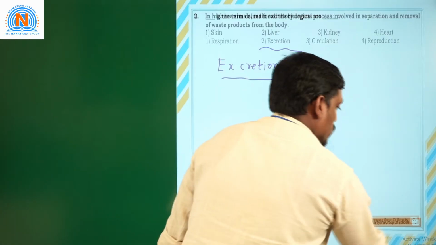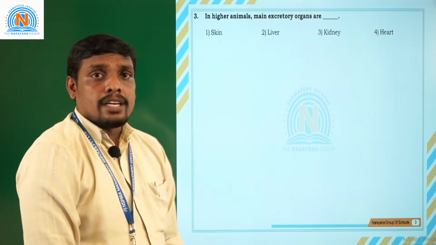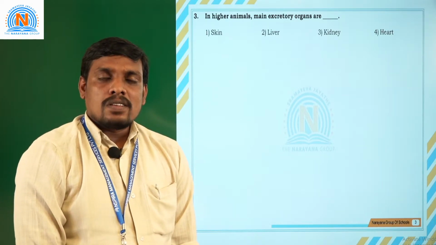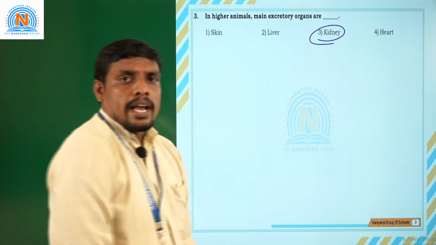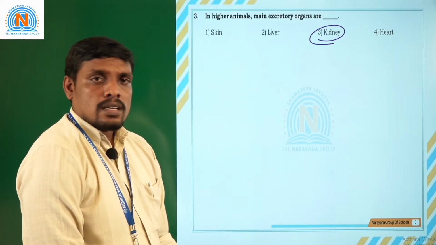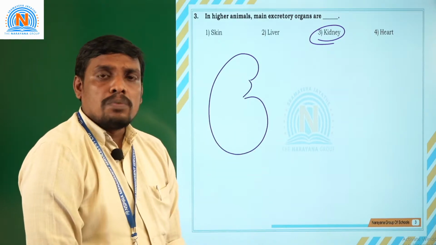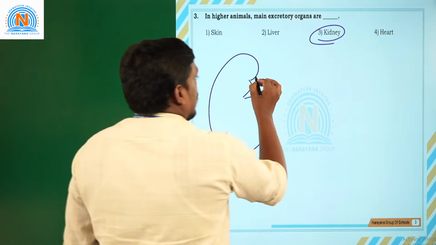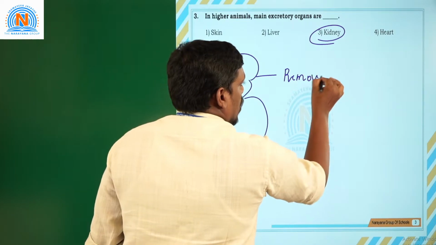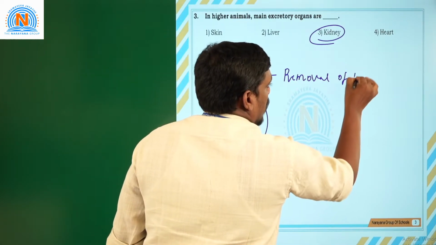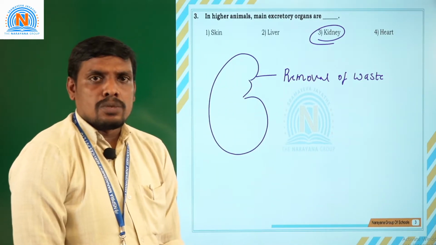Next question. In higher animals, main excretory organs are, if we take humans and higher mammals, they have kidneys as major excretory organs. You know that kidneys are generally bean-shaped structures. These kidneys help in the removal of waste from our body. How do they remove the waste? With the help of the ultrafiltration process.